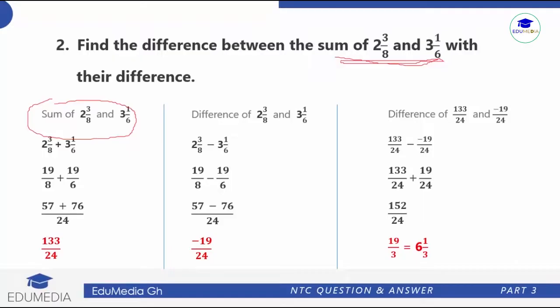So 8 into 24, whatever we get times 19 will give us the 57, and also 6 into 24 times whatever we get, times 19, will give us the 76 here. So 57 plus 76 will give us 133 here. All right, so that is what we have there.